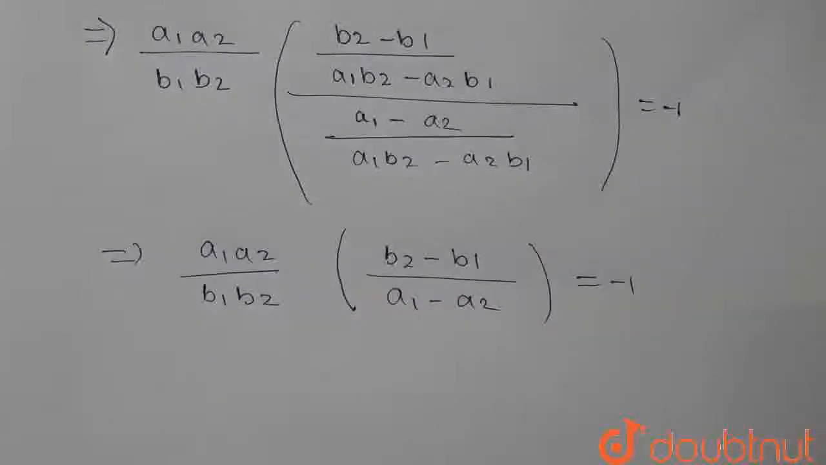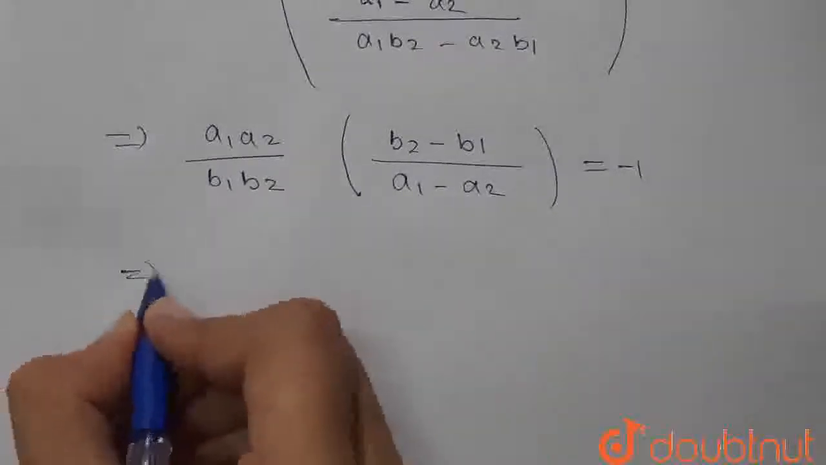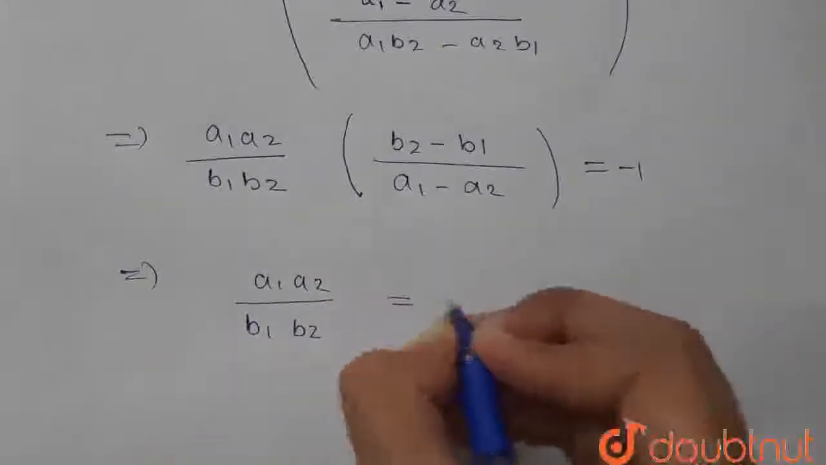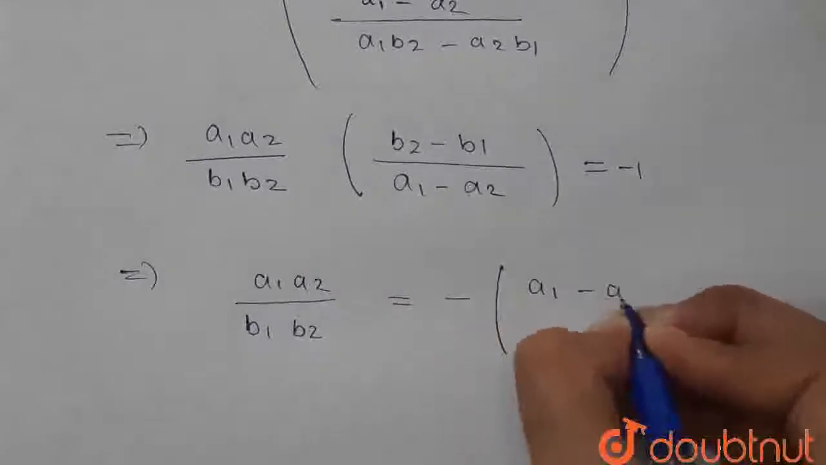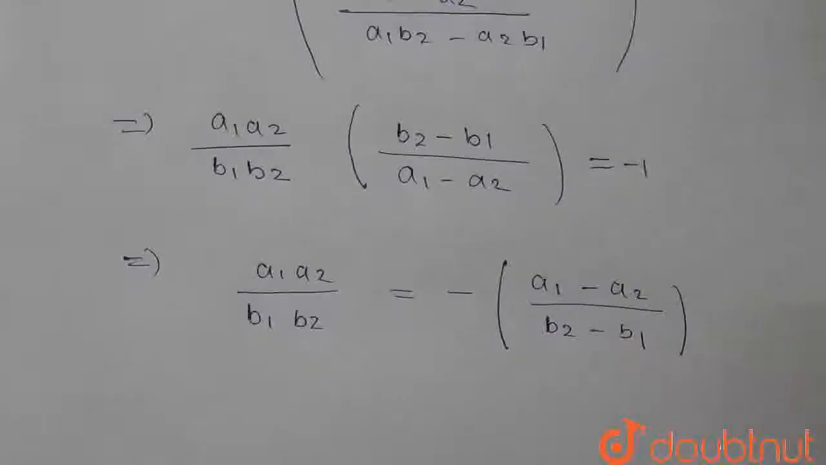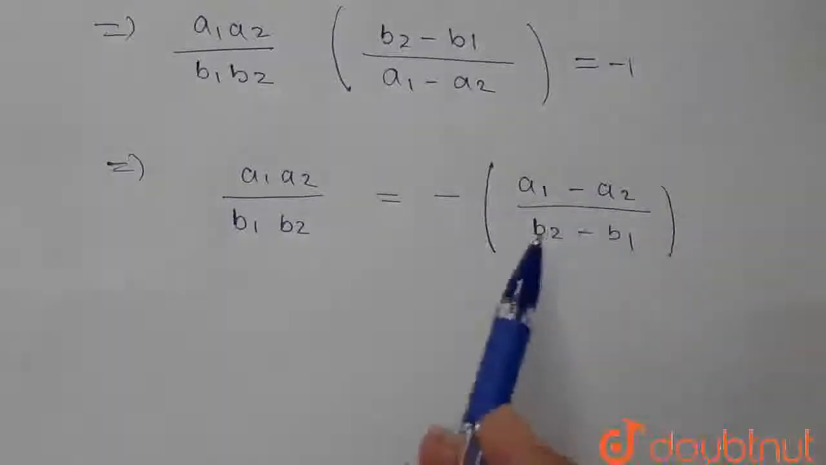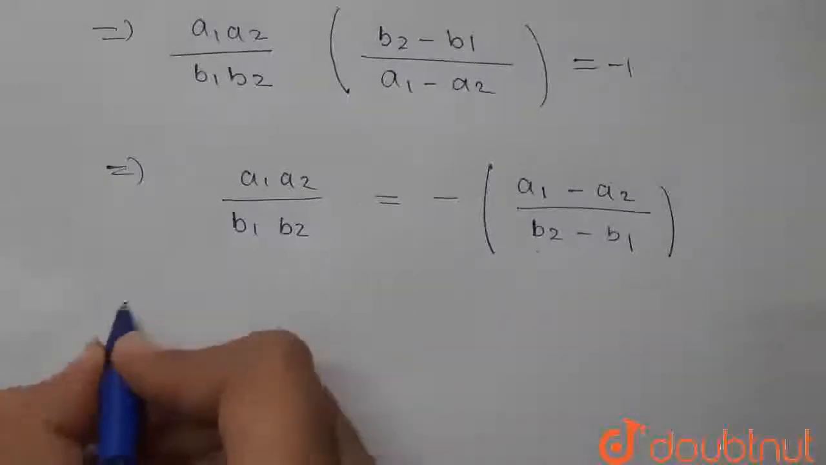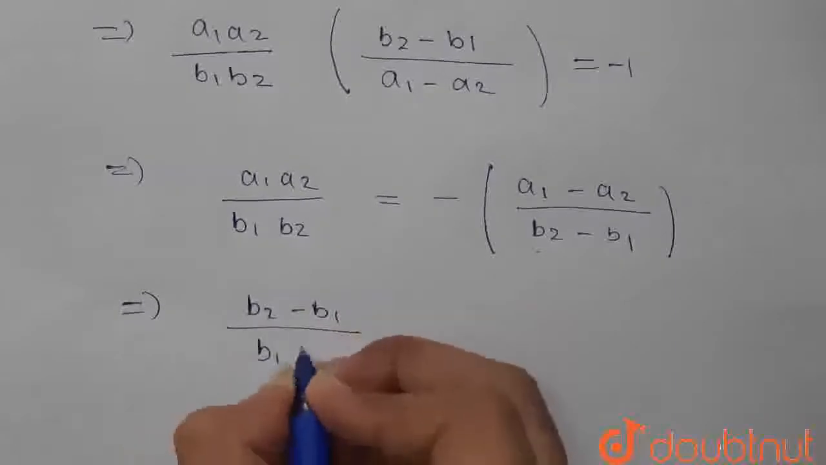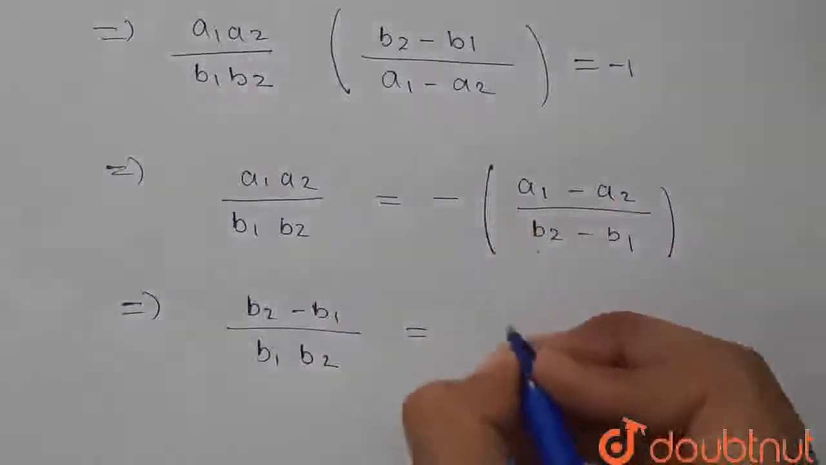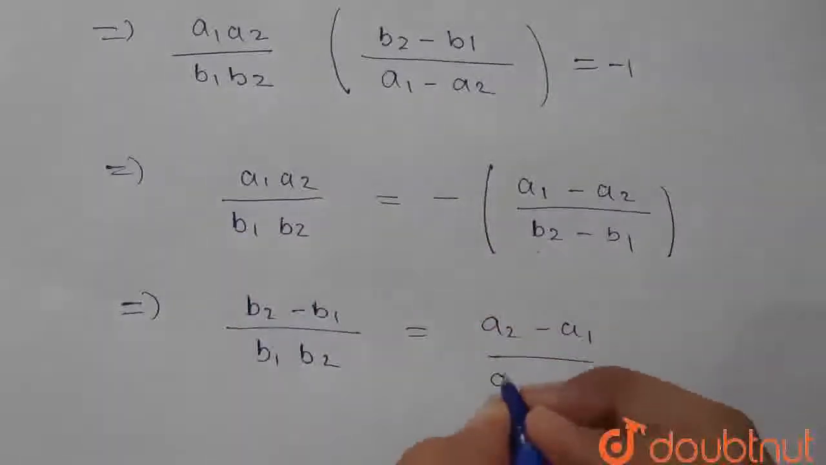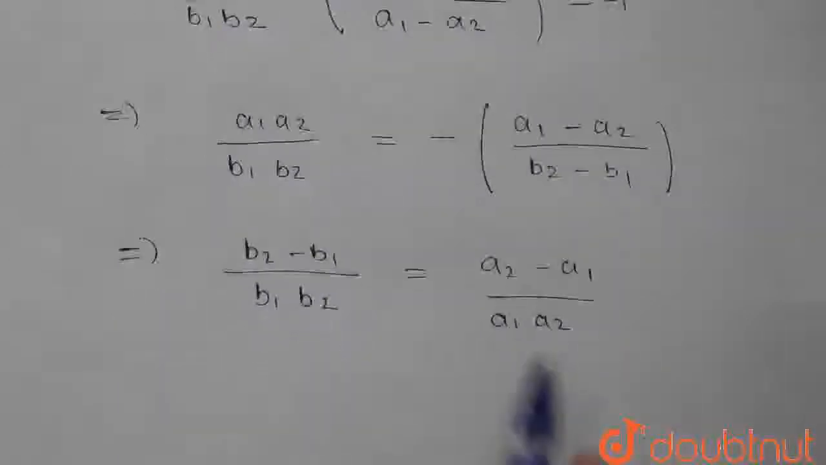So when this goes to the right hand side, we get a1 a2 upon b1 b2 equal to minus of a1 minus a2 upon b2 minus b1, right? Now we will multiply this minus inside and interchange these positions, right? So we get b2 minus b1 upon b1 b2 equal to, multiplying here, a2 minus a1, and if I send this here, this will become a1 upon a2. That means a2 minus a1 upon a1 into a2.